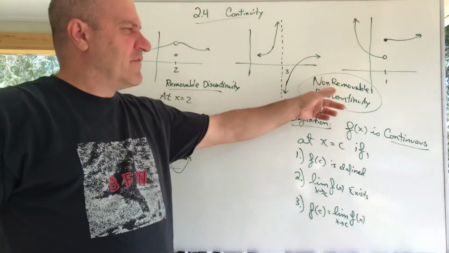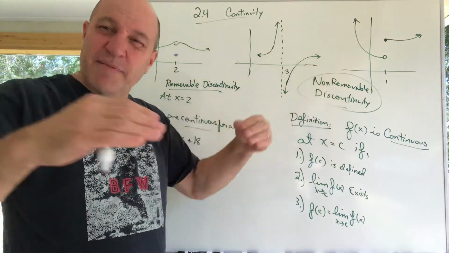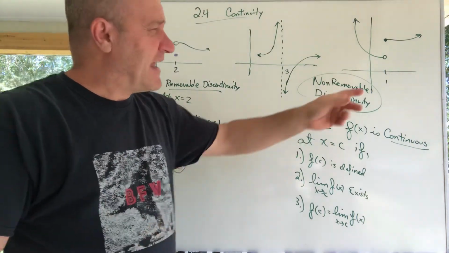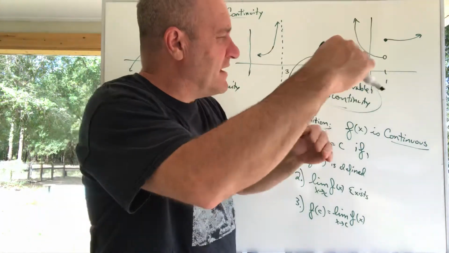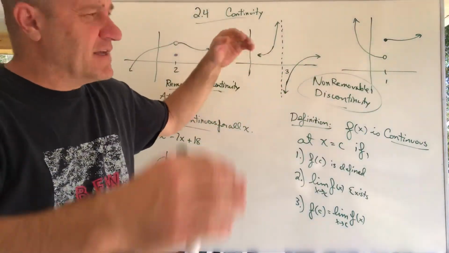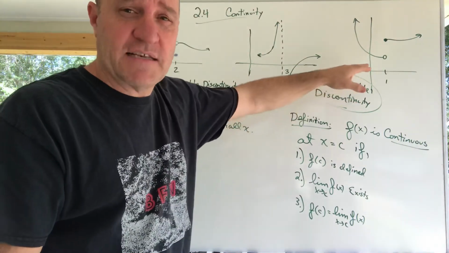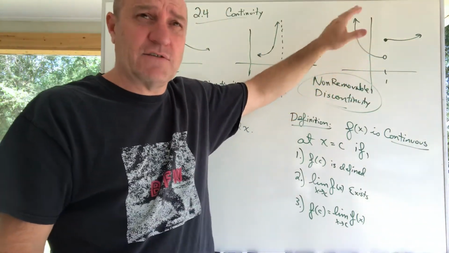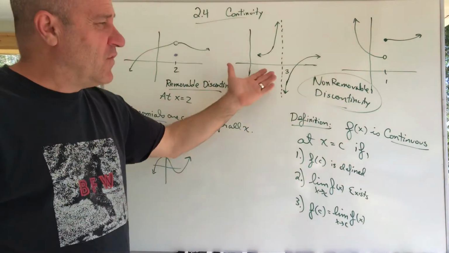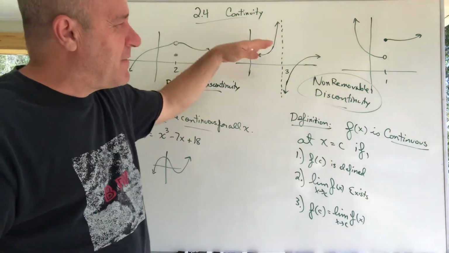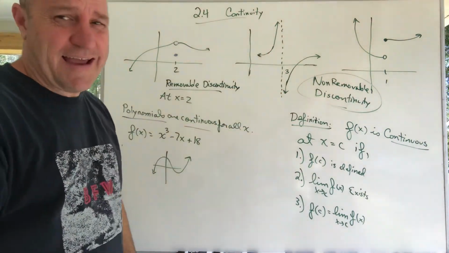But another way to think of it is it's non-removable when the limit doesn't exist. So like in this example, the limit does not exist because the left and right don't line up. The limit from the left has an answer. The limit from the right has an answer. This limit also does not exist, and you could also say because the left and the right don't line up.